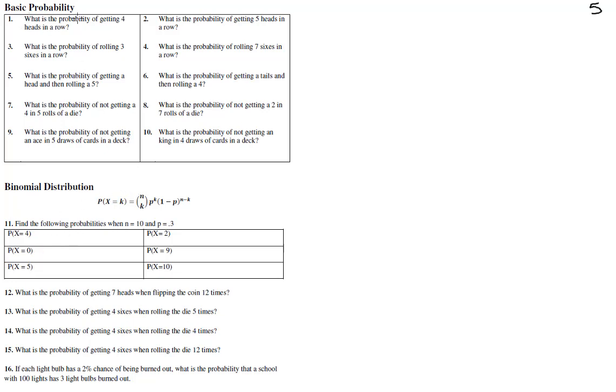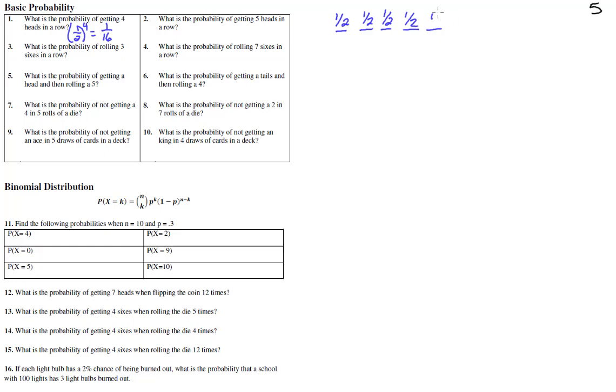Let's get started. What is the probability of getting 4 heads in a row? Well, if you get 1, 2, 3, 4 heads in a row, the probability of the first head is 1/2, the second head is 1/2, third, and fourth. That's 1/2 to the fourth power. That equals 1 over 16. Good. What is the probability of getting 5 heads in a row?